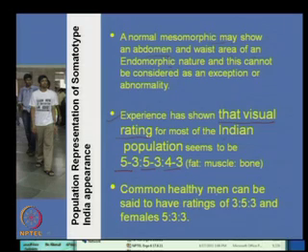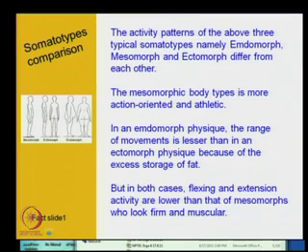Common healthy men can be said to have ratings of 3, 5, 3: a 3 rating for fat, 5 rating for muscle, 3 rating for bone commonly. For females it will be fat 5 rating, muscle 3 and bone 3 rating. By this we can say that this is the population representation of somatotype, specifically for Indian appearances in common.